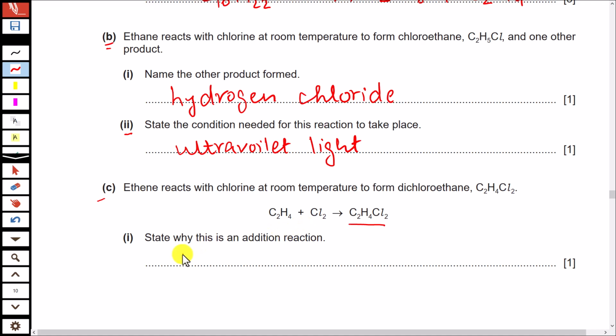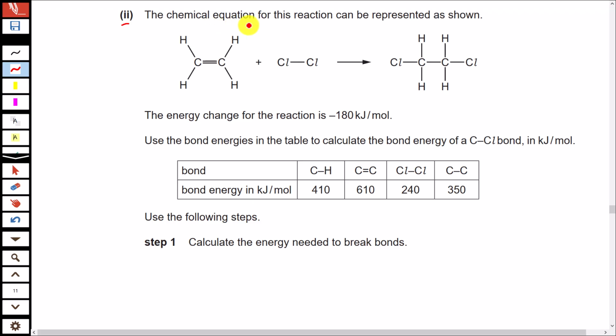This is an addition reaction because only one product is formed. Both the reactants have been added together to give a single product. The chemical equation for this reaction can be represented as shown. The energy change for reaction is -180. Use bond energies to calculate the bond energy of carbon to chlorine bond in kilojoule per mole. So here is a table showing bond energies.